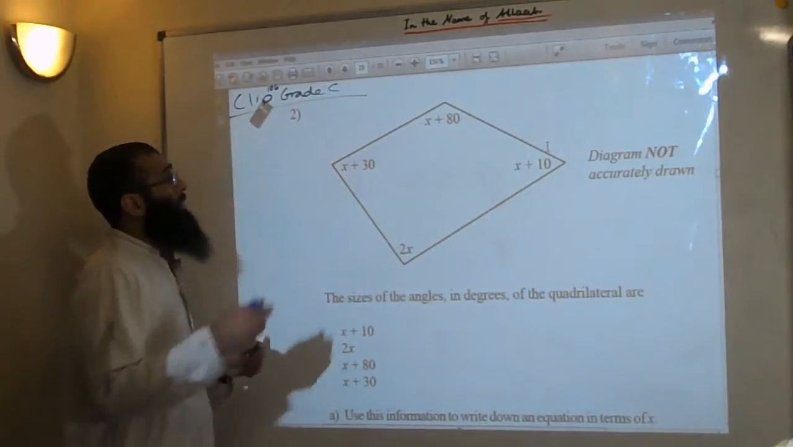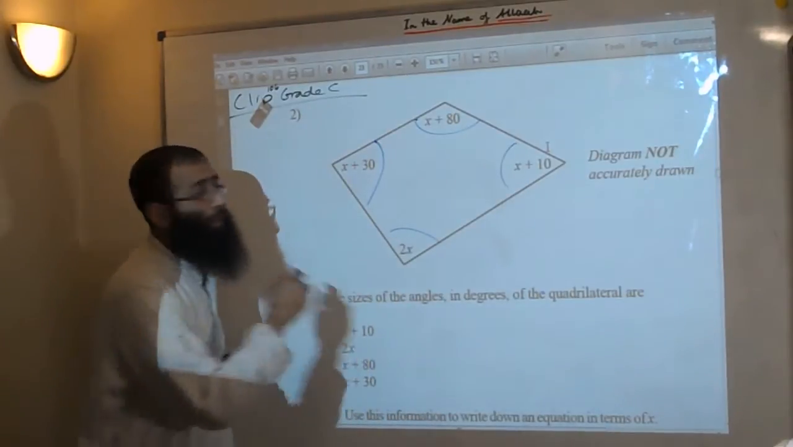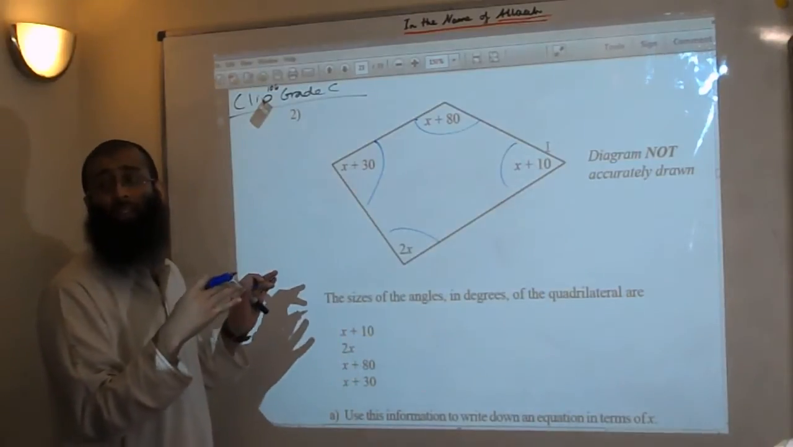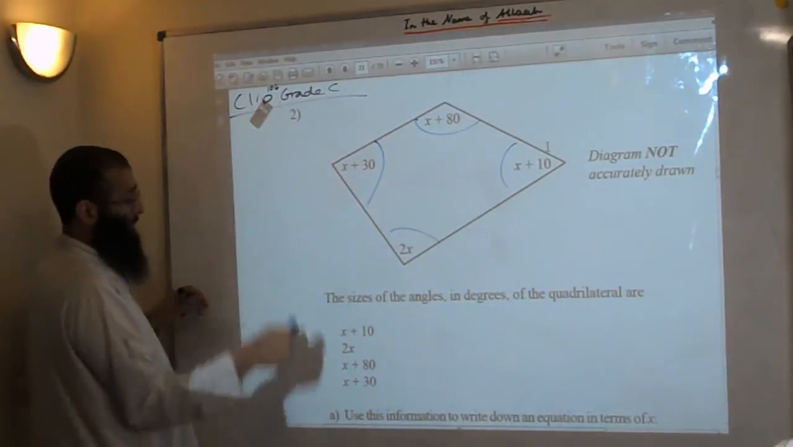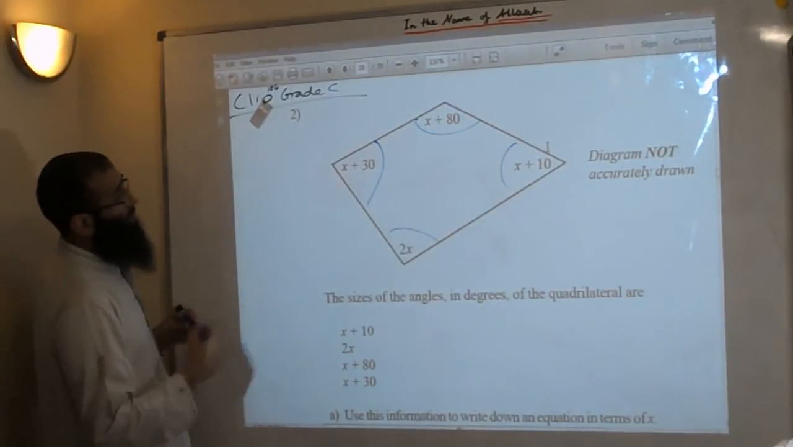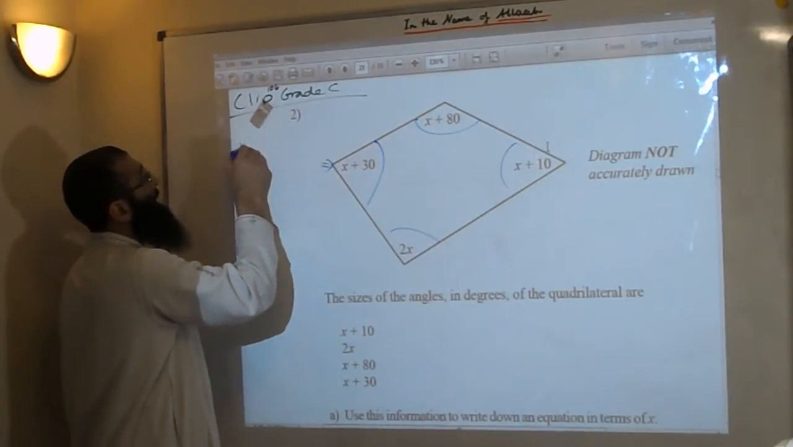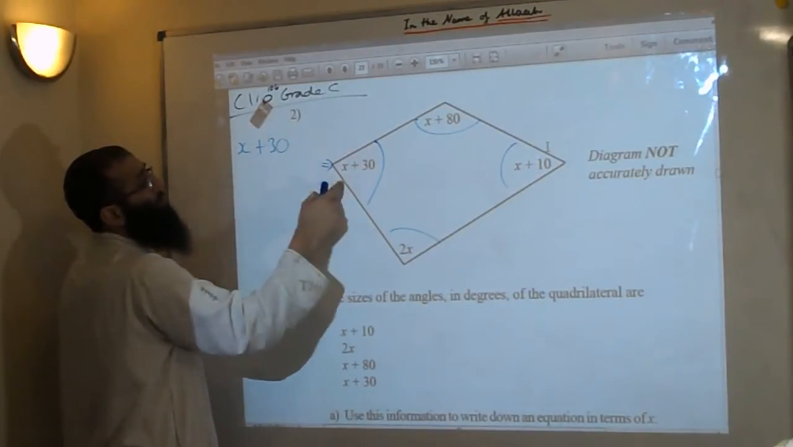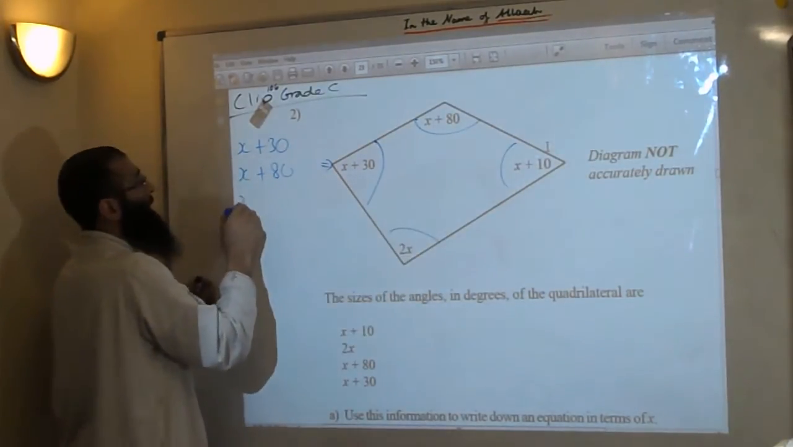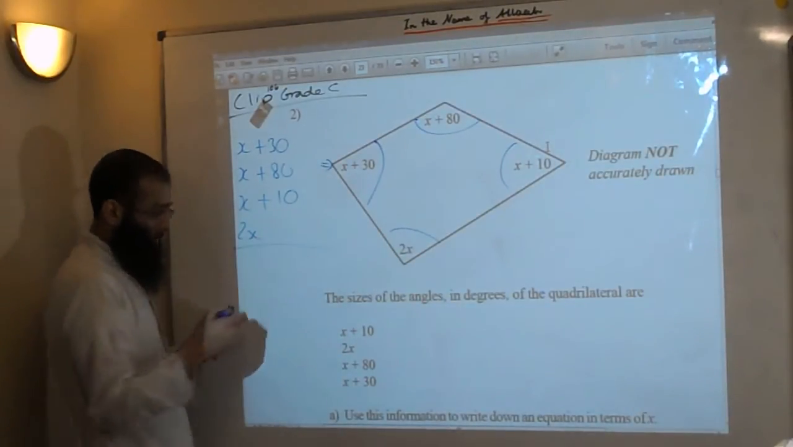Excellent. Now, let's have a look. So we begin with these angles. What's the special connection between these 4 angles? We know for a quadrilateral, the internal angle sum is always going to be 360. So we can say now, they've already started you off here. Let's just start off with this corner over here. So we have x add 30, and then we have x add 80, then we have x add 10, and then we have 2x.